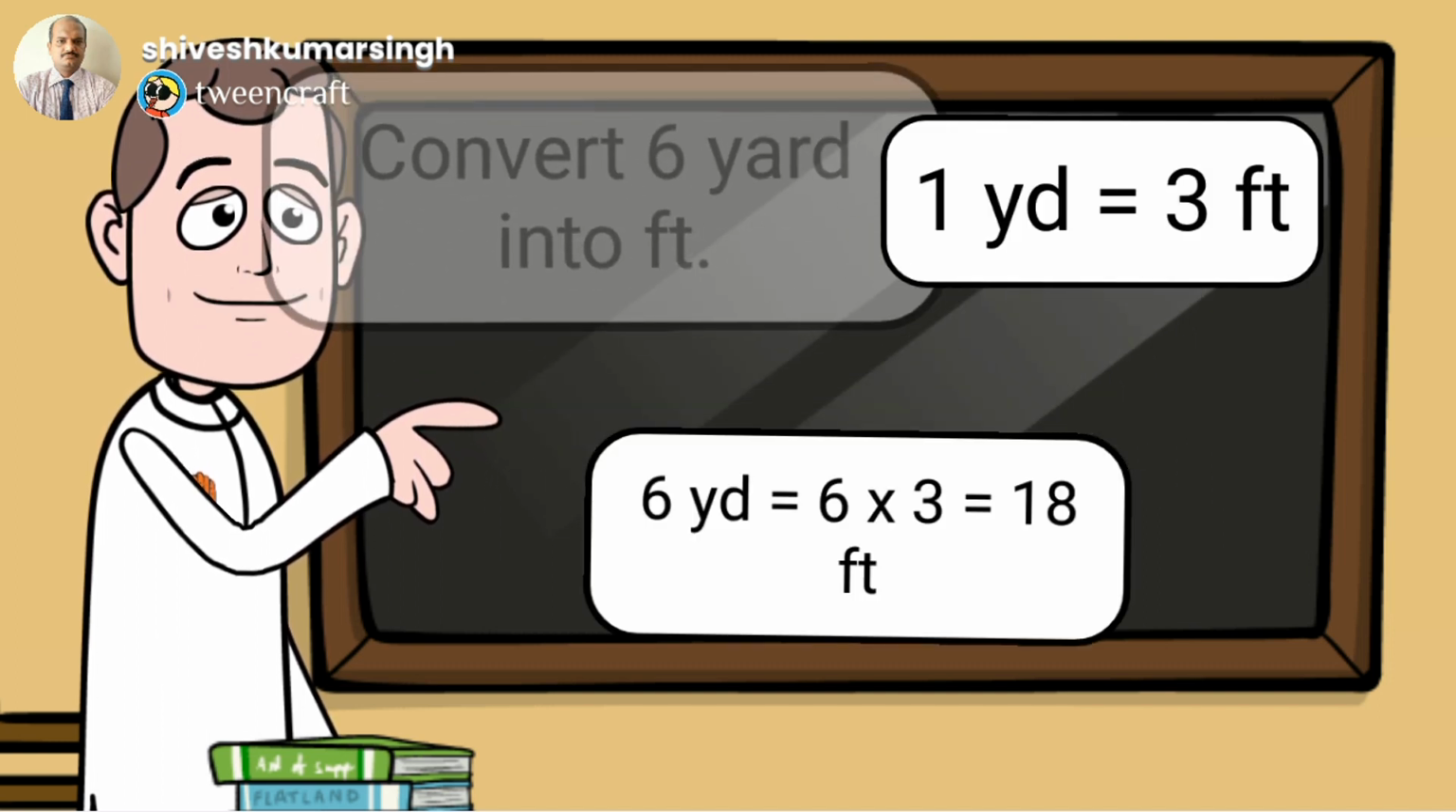Okay, so what is the relation between yard and foot? I have told you just now that 1 yard is equal to 3 feet. So 6 yards will be equal to how many feet? It will be 6 multiply 3 means 18 feet. Okay, hope you understand this question.